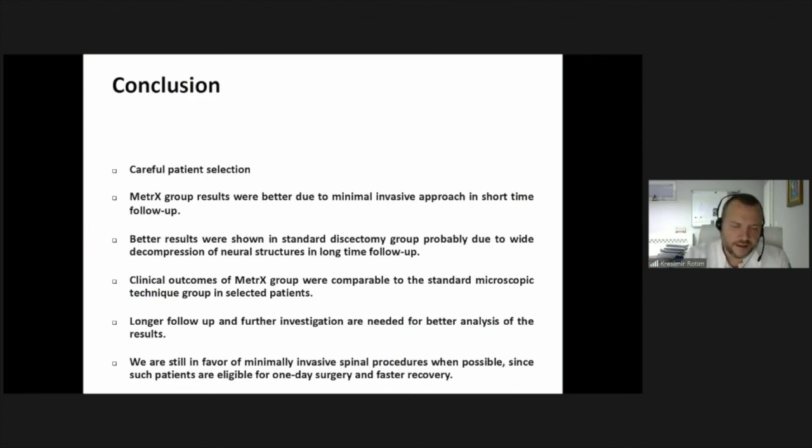But actually, we are still in favor of minimal invasive spinal procedures, especially in well-selected patients, because it offers the patient a quicker hospital admission and faster recovery.